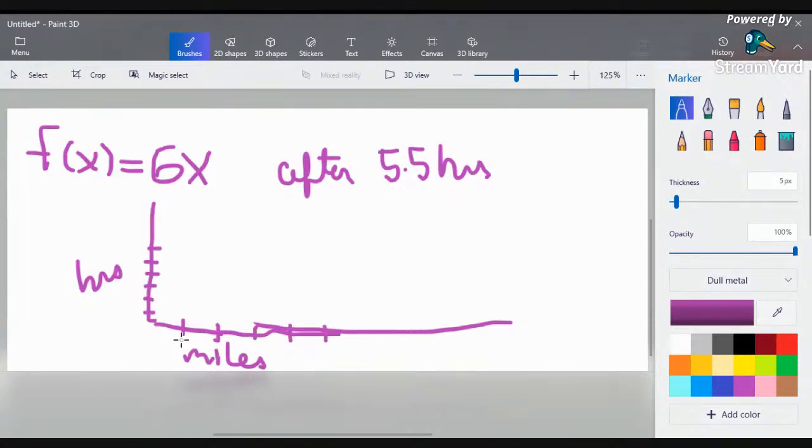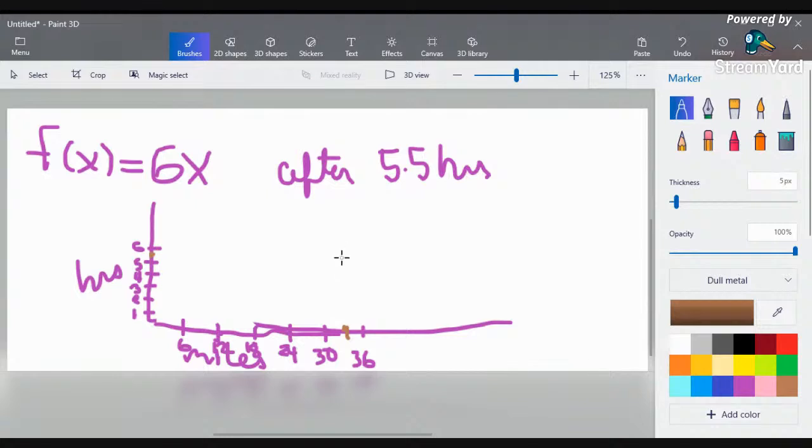Okay, so 6 miles, 12, 18, 24, etc. So we are looking for 5.5 hours. Okay, 36. Okay, 5.5 hours. If this is 1, 2, 3, 4, 5, 6, probably your 5.5 hours will be here on this part. So 5.5 times 6, the answer is 33. So it's here.